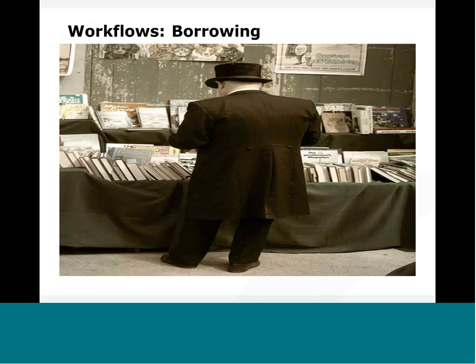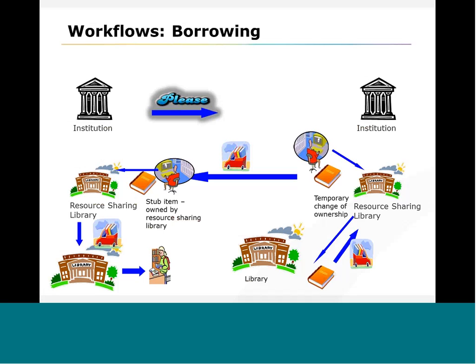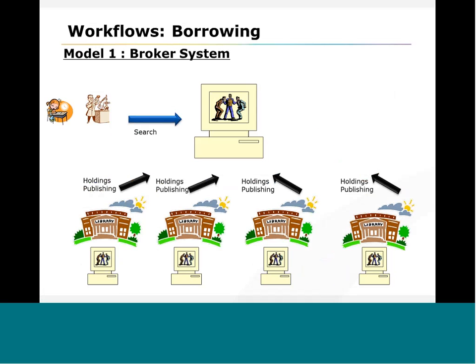We have our patron who wants to receive some item, and we've labeled this the "please" step there, which is the patron requesting the item from the lending library. How does that happen in Alma? So we mentioned we have two models. We have a broker system and we have the peer-to-peer model. So with each step in the workflow that we'll discuss in the next couple of minutes, we'll describe both the broker model and the peer-to-peer model.